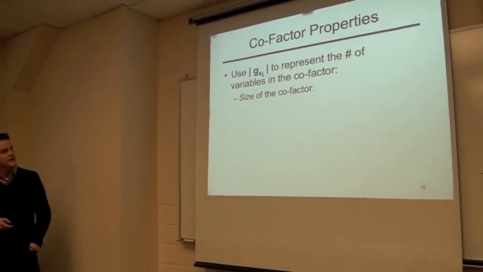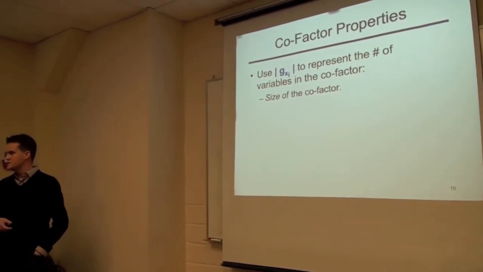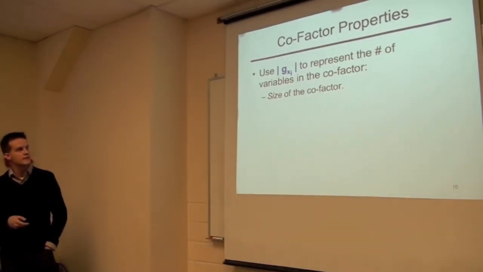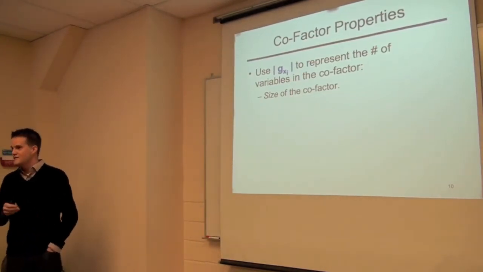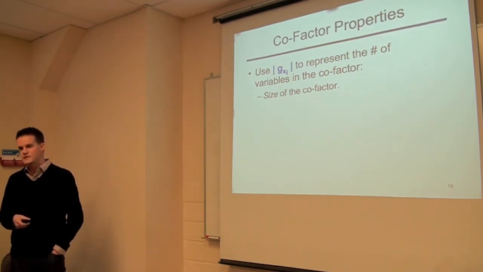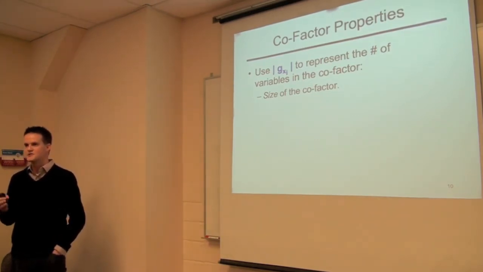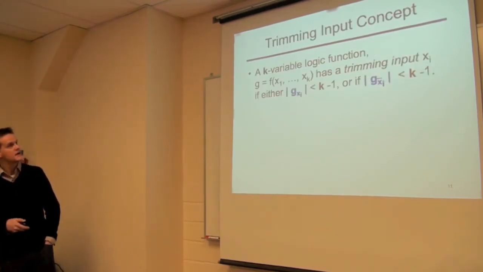Cofactor properties: in the article, we use this notation to represent the number of variables in a cofactor. We actually called it the size of the cofactor. Now if I have an n-variable function and I do Shannon decomposition with respect to one of the variables, then the cofactors for sure have to have n minus 1 or fewer variables, because basically I've taken one variable out in that case.